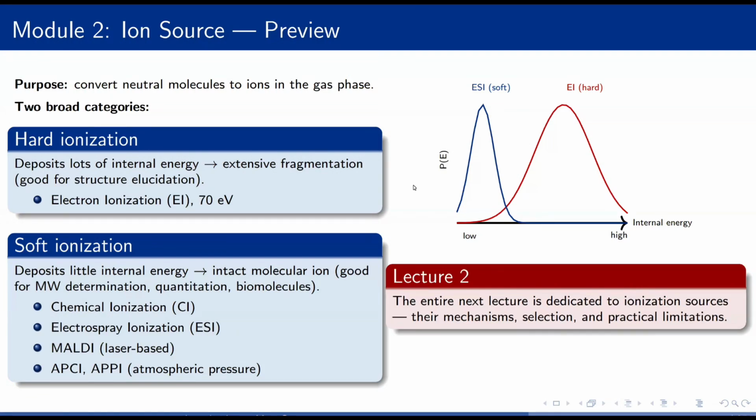In EI, the distribution is broad and centered at high energy, extensive fragmentation. In ESI, the distribution is sharp, and at low energy, the molecular ion survives. Soft ionization was the great breakthrough that enabled biomolecular mass spec. Before ESI and MALDI, you could not ionize a protein without destroying it.